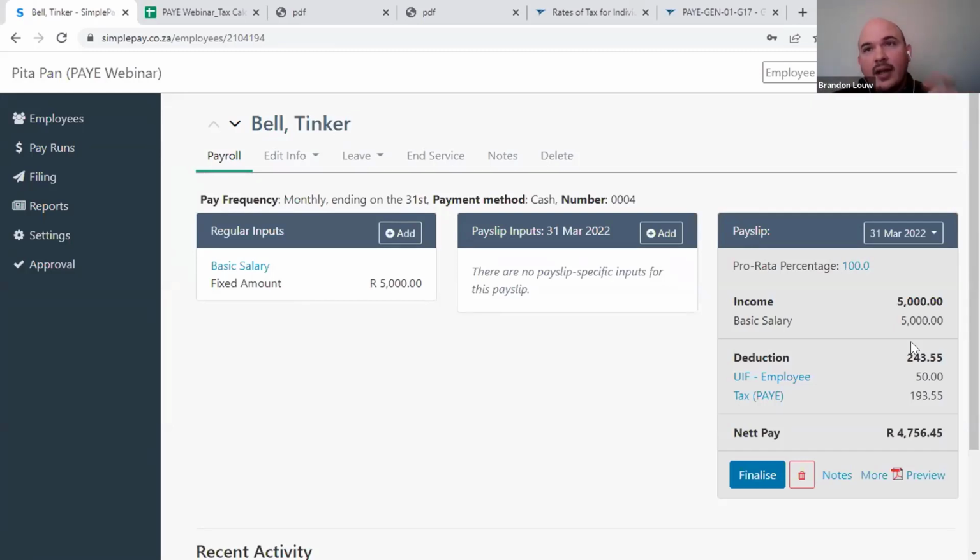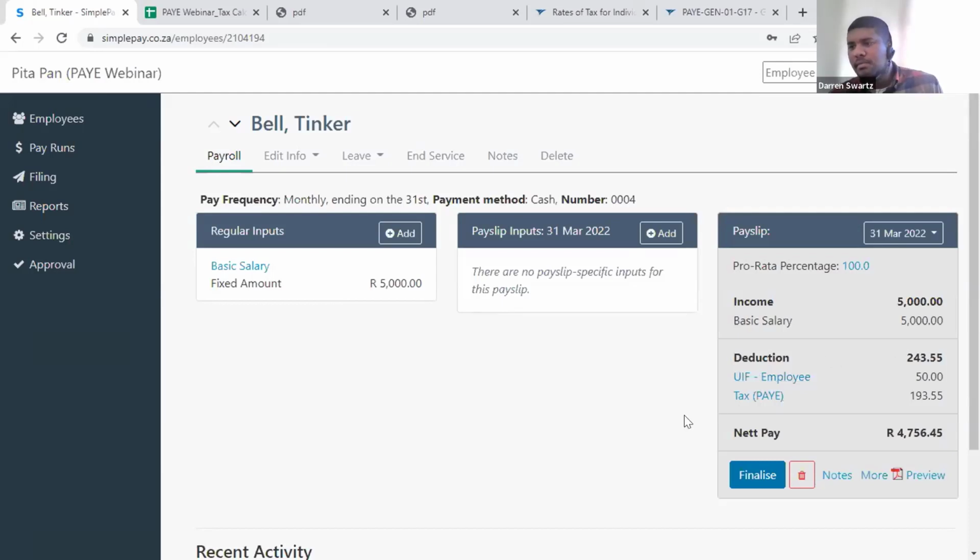Or if you think about it another way, it's going to take the 5,000 for half a month, multiply it by 2 to get it for a full month, which is 10,000, and then multiply by 12 to get it for a year, which is 120,000. And then you'll see that this employee, based on the annual equivalent, is above the tax threshold and would be liable for PAYE on this particular payslip.